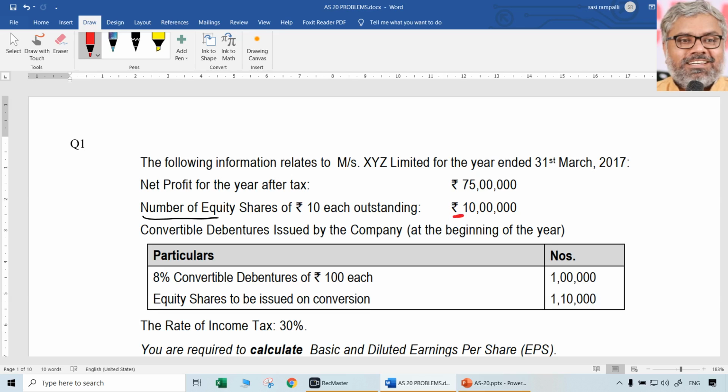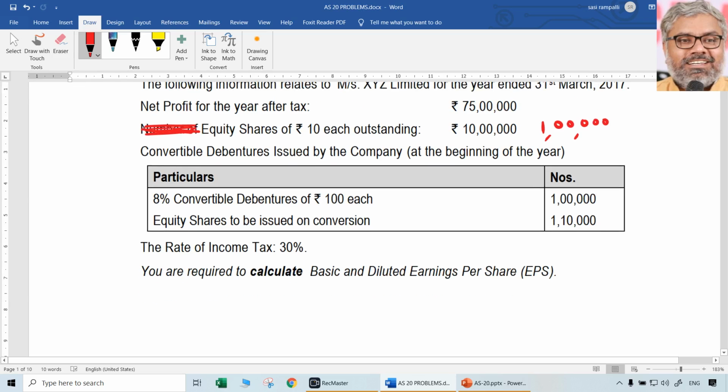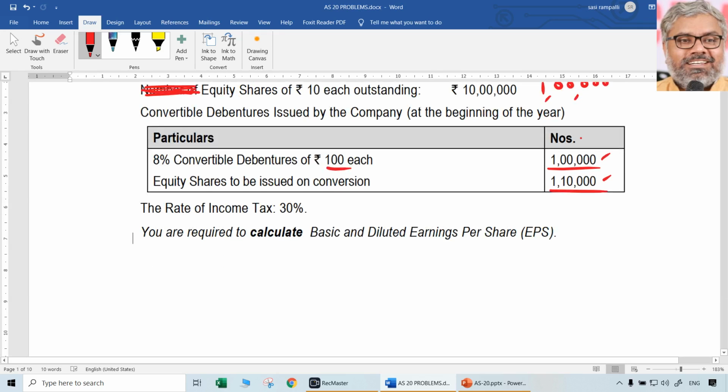But let us just forget about whatever is given. Let us call it equity shares of 10 rupees each outstanding, 10 lakhs rupees. That means the number of equity shares will naturally be 1 lakh. Let us take it like that. Then convertible debentures issued by the company at the beginning of the year are like this. Numbers, this is clearly numbers, no rupees. 8% convertible debentures of 100 rupees each, 1 lakh such debentures, and equity shares to be issued upon conversion is 1 lakh 10,000. That is already given. And the rate of income tax is 30%. You are required to calculate basic EPS as well as diluted EPS.